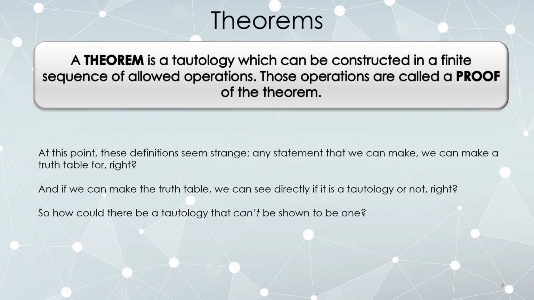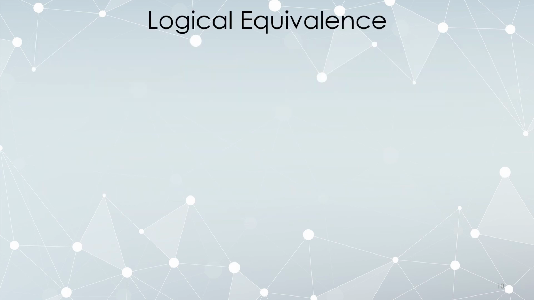A theorem is a tautology which can be shown to be a tautology. Why is that not just the same thing? If it's not the same thing, it stands to reason there are tautologies that can't be shown to be tautologies. Well, in this stage of the course, tautologies can be shown to be tautologies. That won't always be the case.